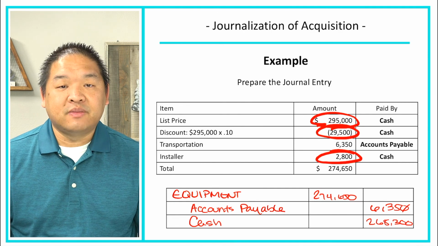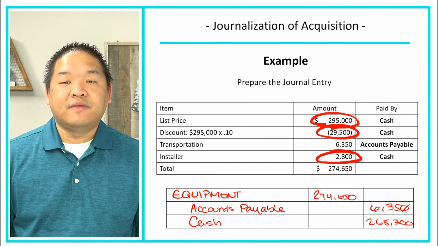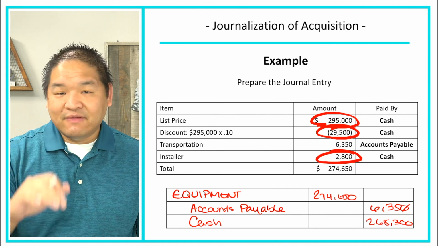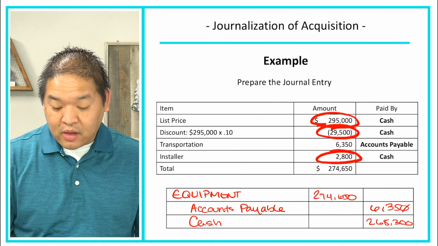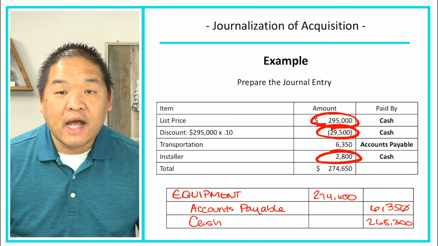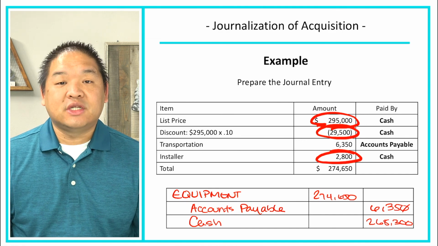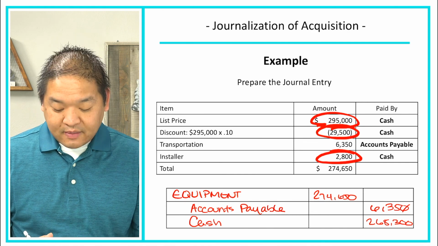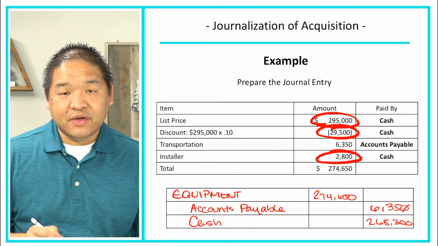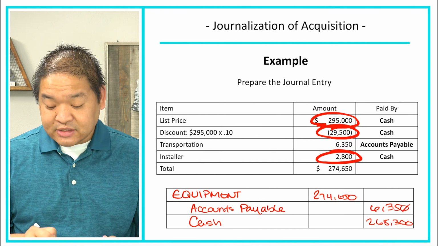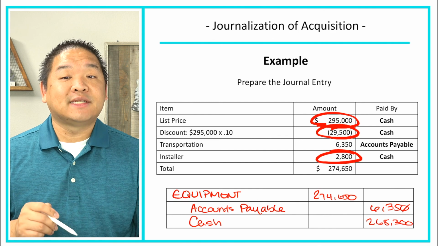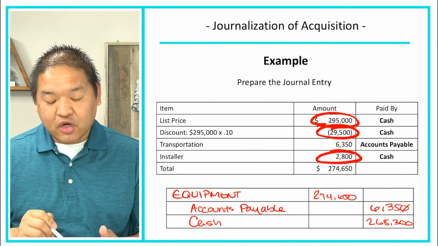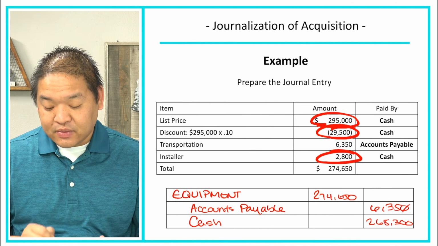Now, one thing that we haven't talked about, but you might see happen, is we knew all of the given data up front. But what if we are not given it up front and we have to do multiple journal entries for all of these? So you're going to follow the same process. Instead of debiting transportation expense for $6,350 and crediting accounts payable for $6,350, we're going to debit equipment for $6,350, and we're going to credit accounts payable for $6,350.